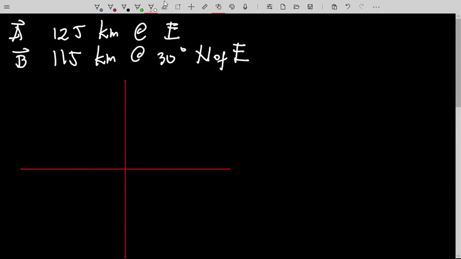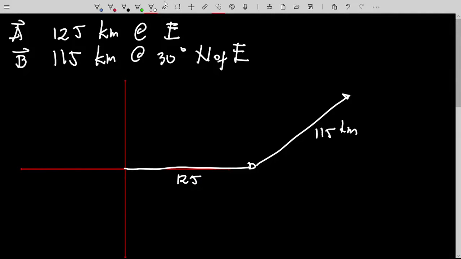But first, let's try to graph this one. We know your first vector, or vector A, is going in this direction, which has a value of 125. And your second vector is going in this direction, which has a value of 115 kilometers. Now, we are going to count 30 degrees starting from your east going to north.